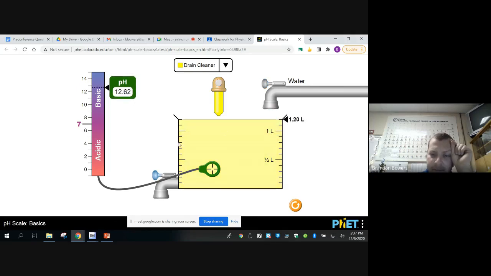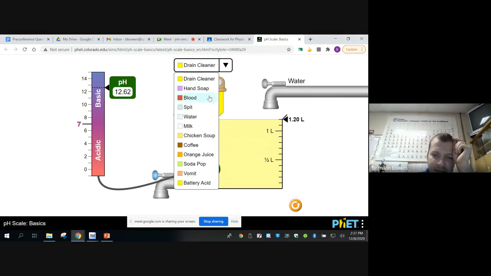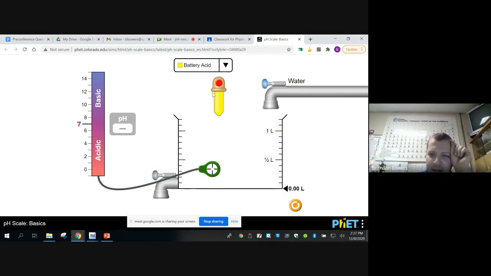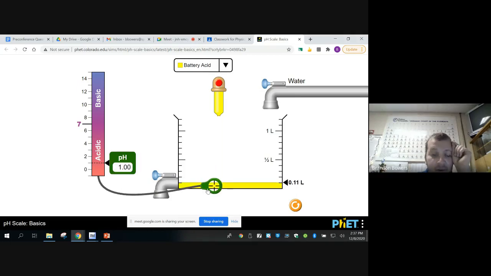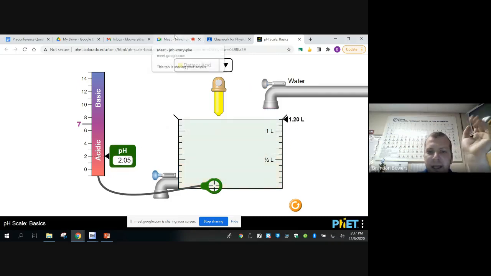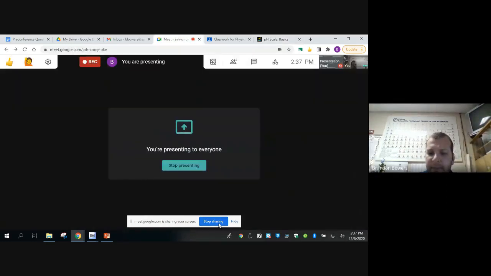Let's see what an acid would look like. Let's put some acid in here. That's a very strong acid, a pH of 1. What's going to happen if I put water in an acid? As you can see, it starts to go up. You will answer various questions throughout the assignment. Hopefully that made sense.